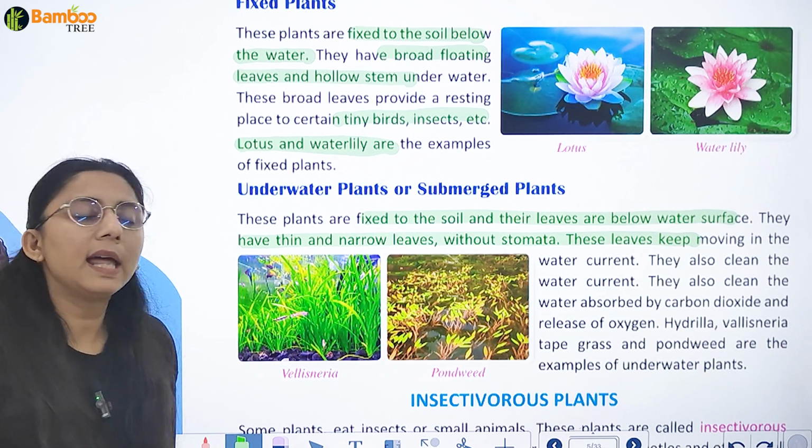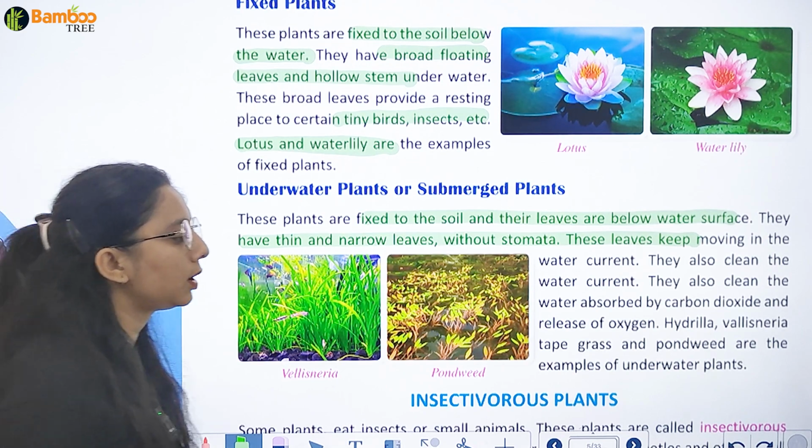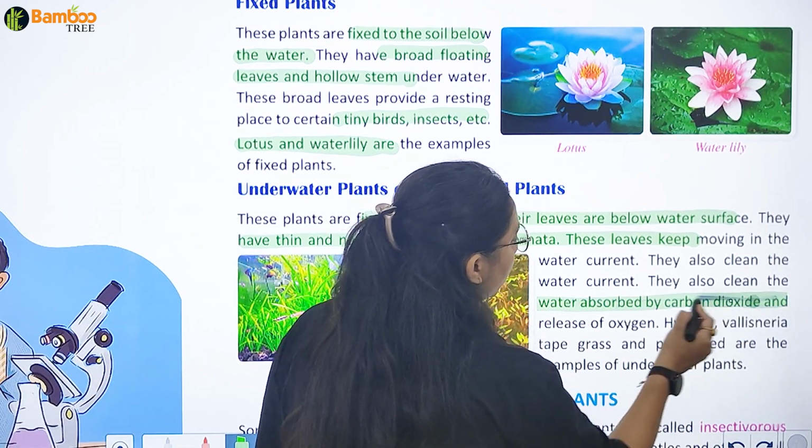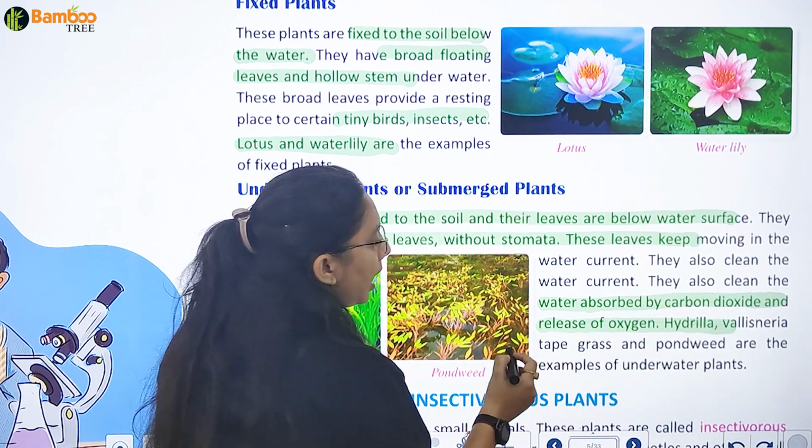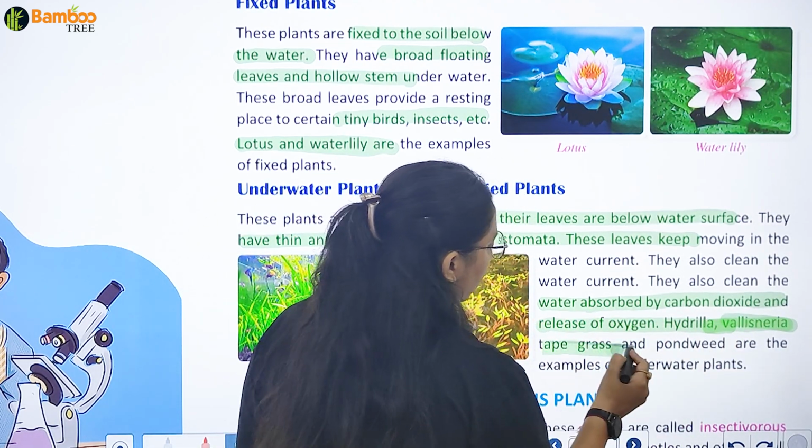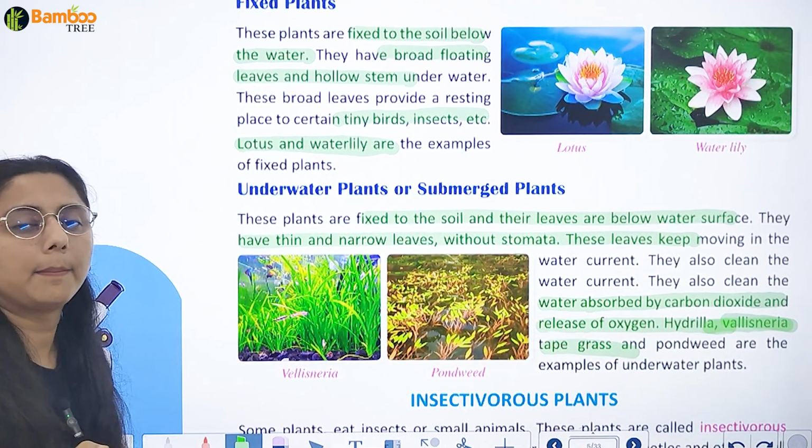And they can also clean the water current. They can clean water by absorbing carbon dioxide and releasing oxygen. Hydrilla, Vallisneria or tape grass, and pondweed, these are examples of underwater plants.